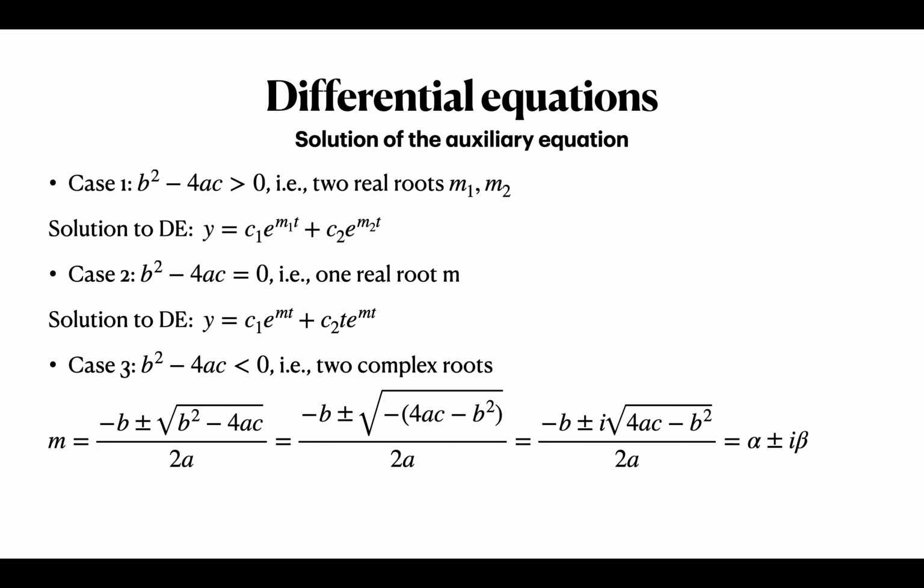Okay, so alpha in this case is minus b over 2a, and beta is the square root of 4ac minus b squared over 2a. It will be easier when you start doing problems, guys, as you will see in a minute. So alpha is the real part of your complex root, and beta is the imaginary part of your complex roots. So your solution is exponential alpha t times c1 cos beta t plus c2 sine beta t.